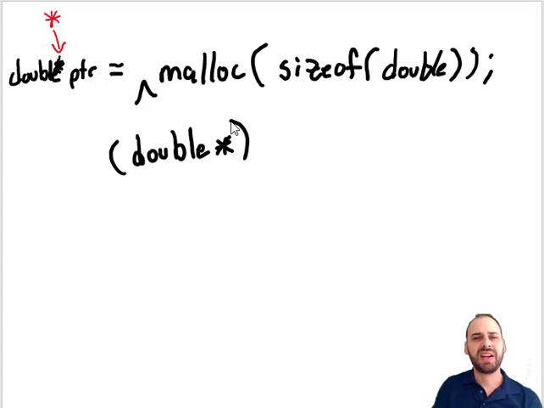Okay, so that would be the way of allocating space for a double on the heap, or any other data type for that matter. It's all following the same basic pattern, where the only things that we need to change are this and that. That should be pretty obvious. I don't think there's anything really confusing about that.